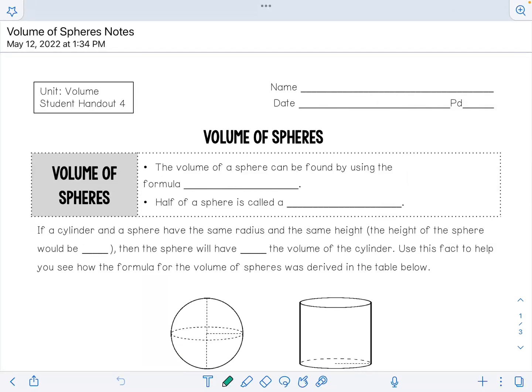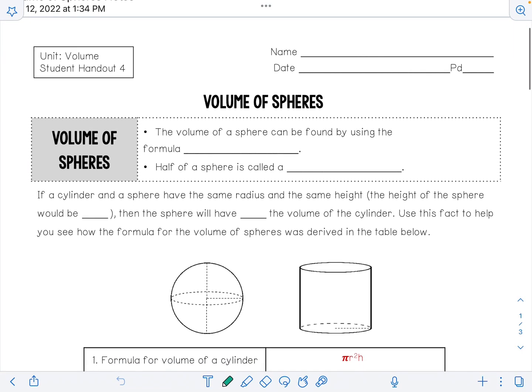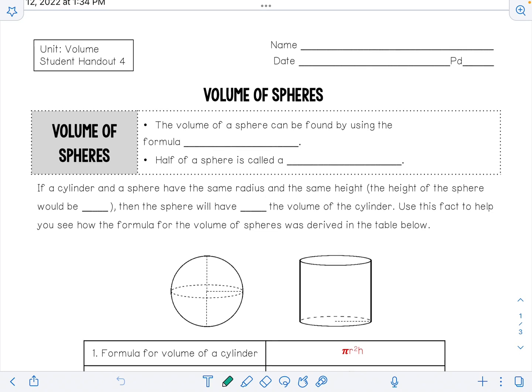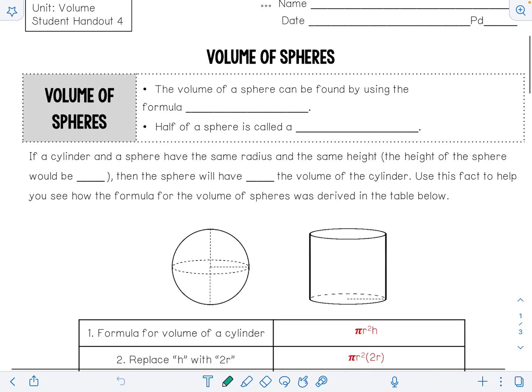Today we're going to be talking about our last shape and its volume, and that is a sphere, which is a circular ball shape, which hopefully we are all aware of. So make sure we have our volume of spheres notes out in front of us so that we can follow along and get down everything we need.